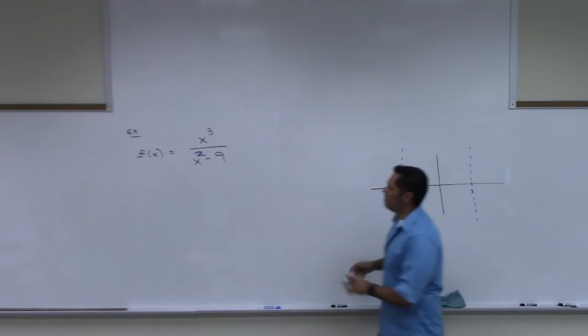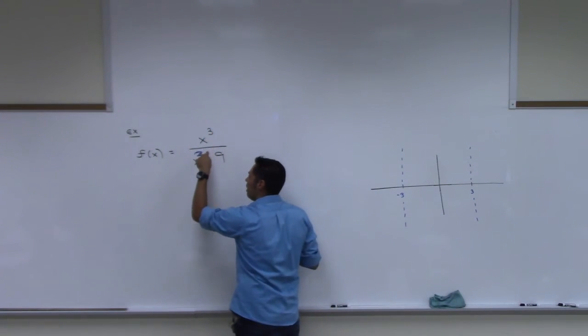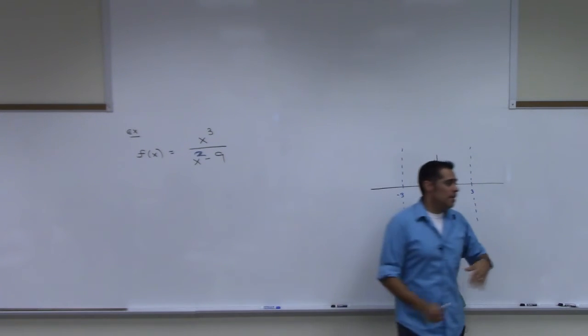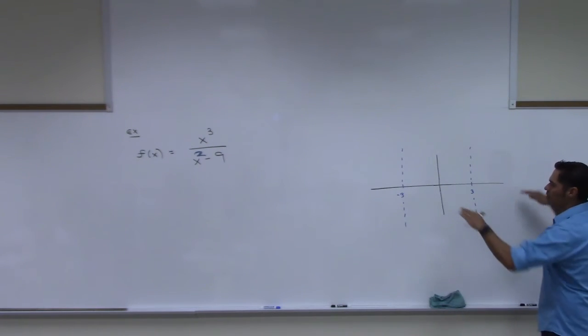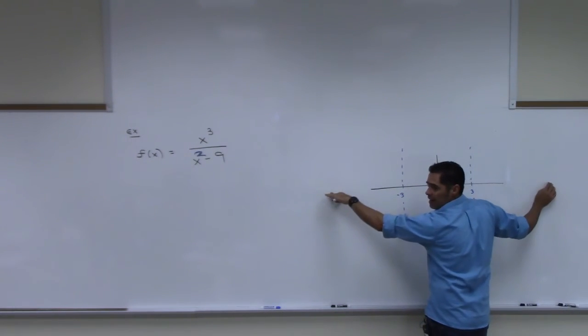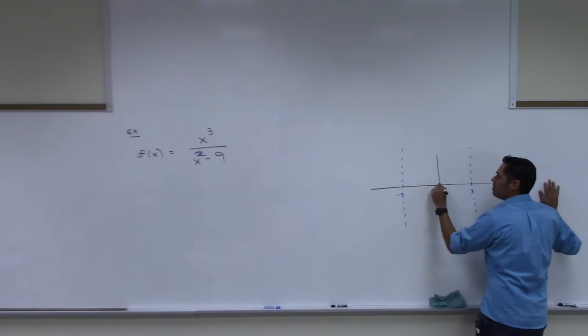Because now the degree of the numerator is 3, degree of denominator is 2, the top's bigger than the bottom, you have none. So how would that change our picture? Well, just so you know, we wouldn't have any dotted lines to flatten out to. So the inside would still look like this.